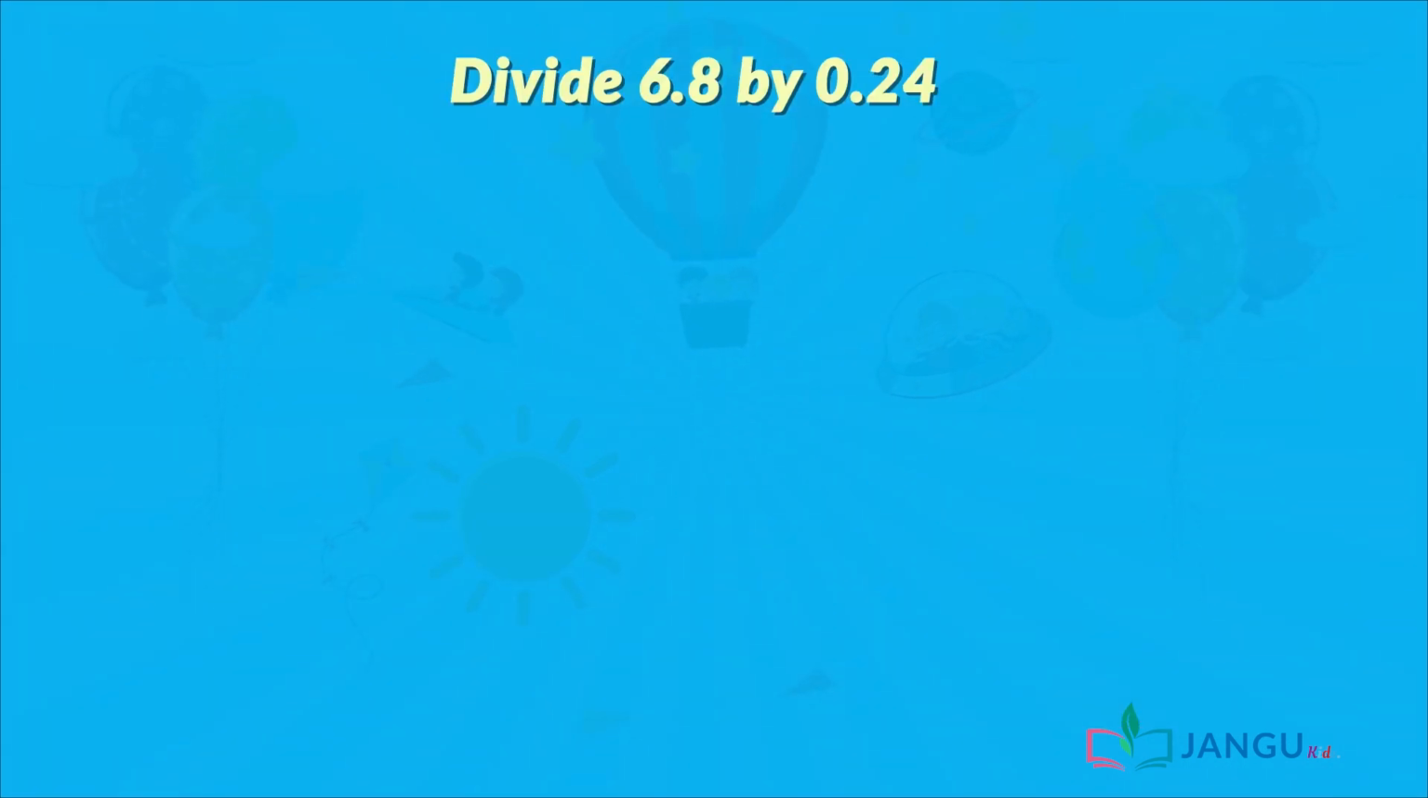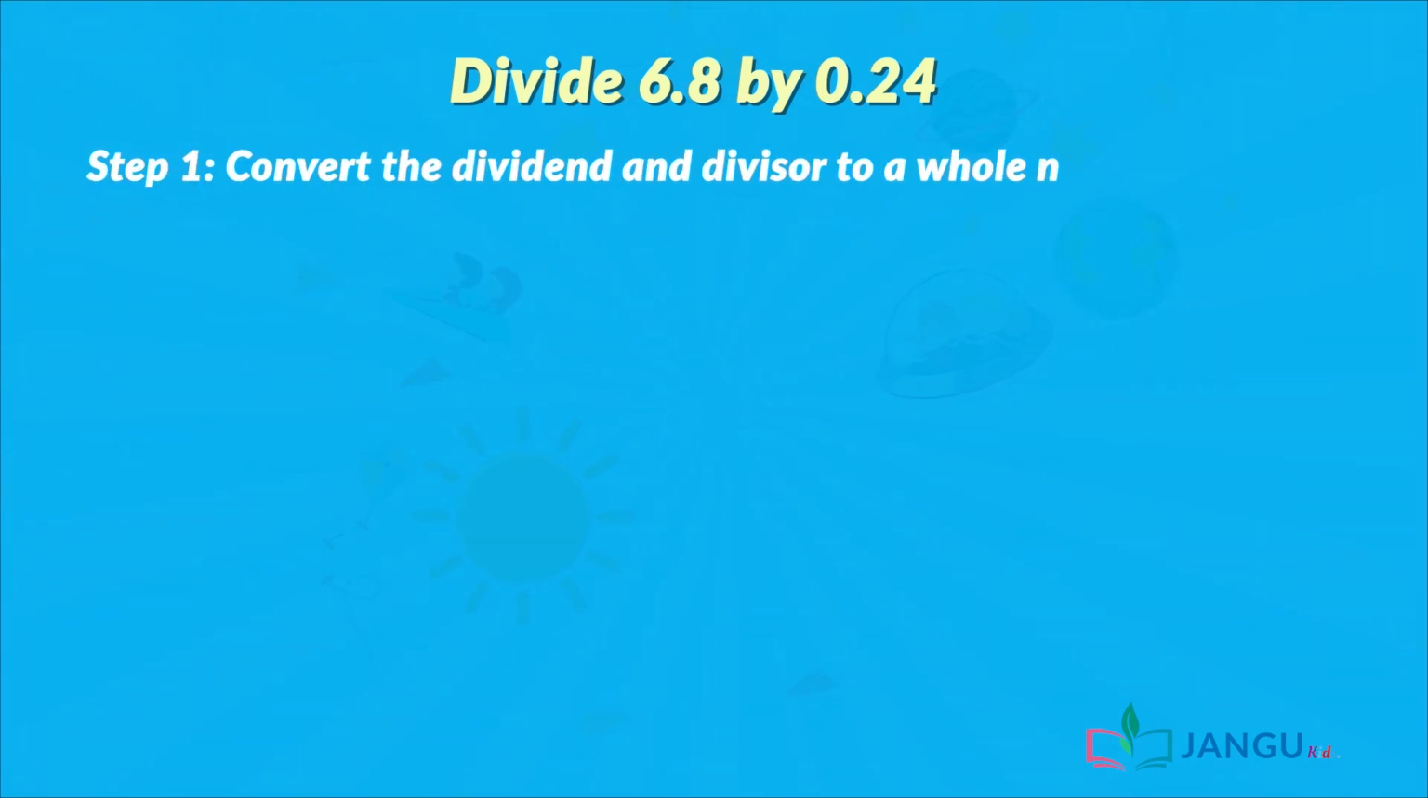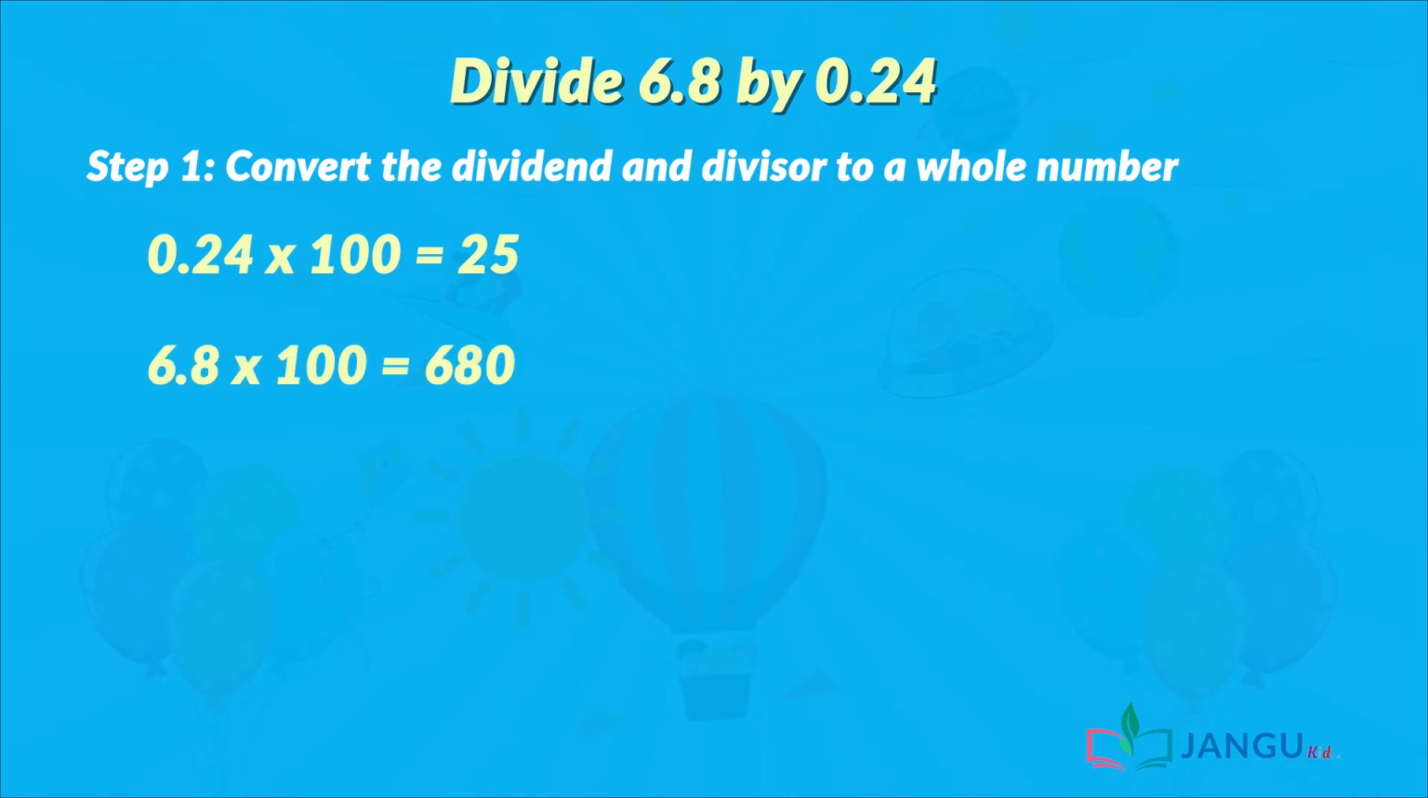Now let's take a look at this example. Divide 6.8 by 0.25. First, you convert the dividend and divisor to whole numbers. The divisor is 0.25. Multiply by 100, it gives you 25. Whereas 6.8 multiplied by 100 equals 680.